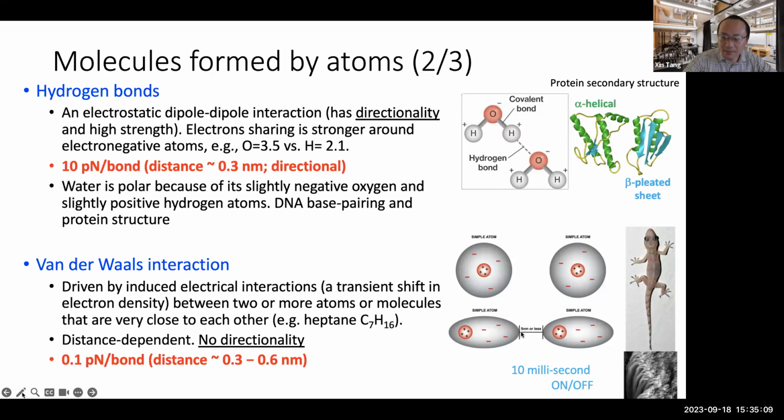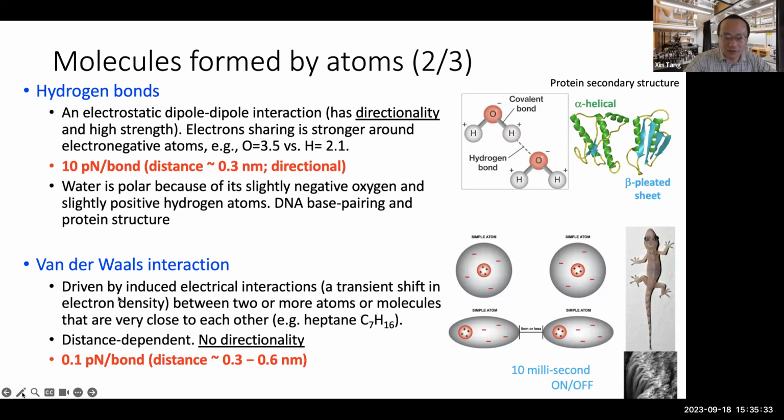This persists as long as the electrical distribution persists. This kind of bond is called a van der Waals bond. We call it a van der Waals interaction. It is driven by induced electron interaction, so there's a transient shift due to the environmental influence.